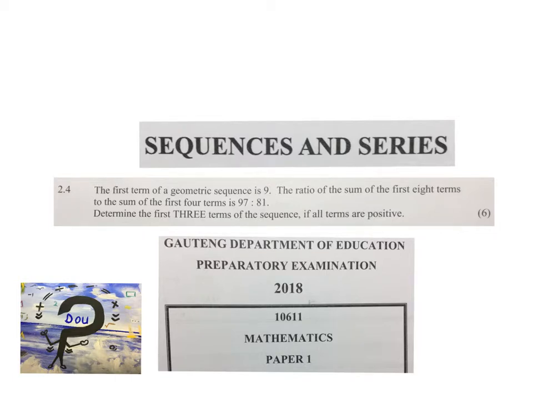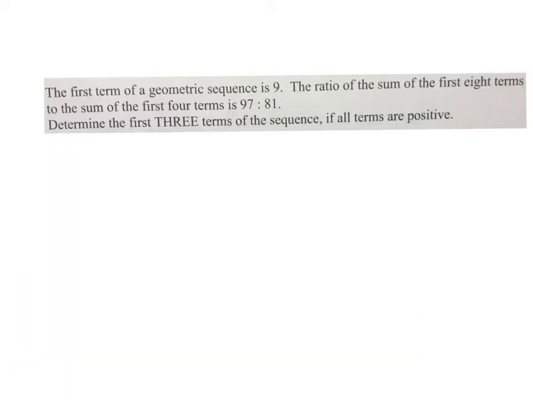Good day. In this video, we're going to look at a sequences and series question from the Gauteng Department of Education Preparatory Examination 2018, Paper 1, question 2.4. The question reads: the first term of a geometric sequence is 9. The ratio of the sum of the first 8 terms to the sum of the first 4 terms is 97 to 81. Determine the first 3 terms of the sequence if all terms are positive.